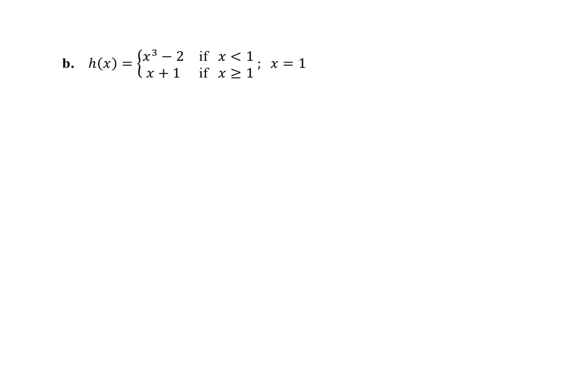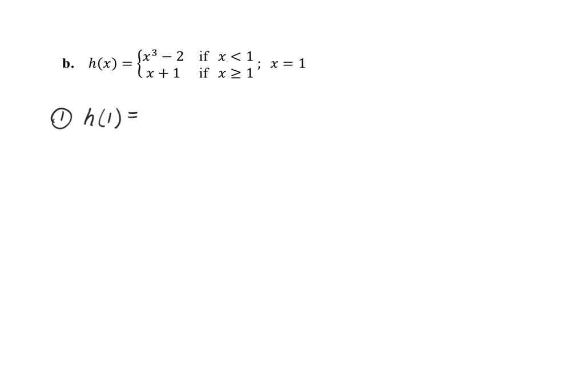Our second function is a piecewise function, and we are looking to determine if this function is continuous at x equals 1 using calculus. So again, let's go back to our 3 conditions for continuity at a point. So the first condition is the function has to be defined at the given value. So in this case, h of 1 needs to be defined.